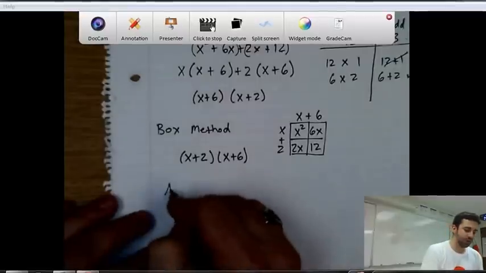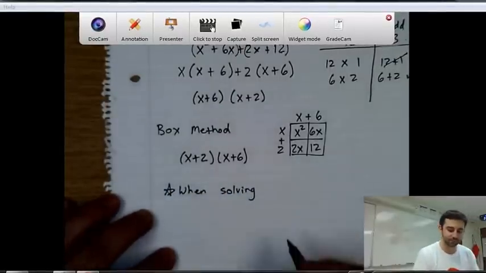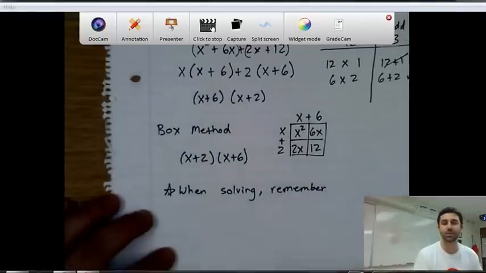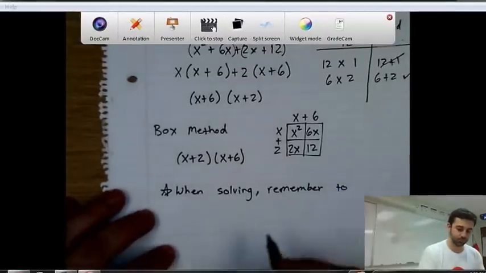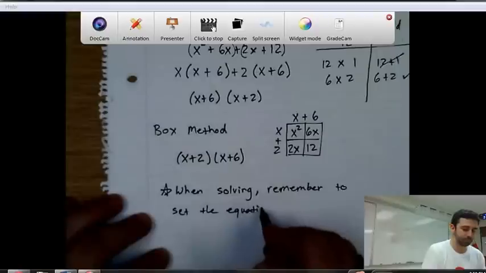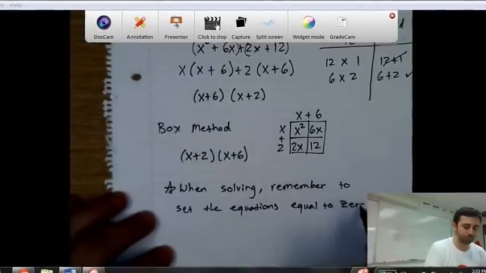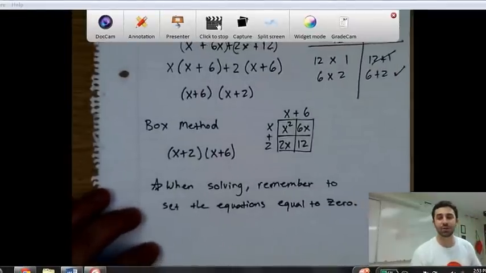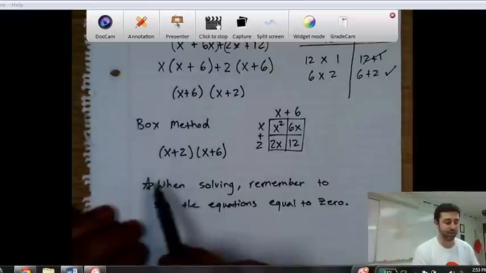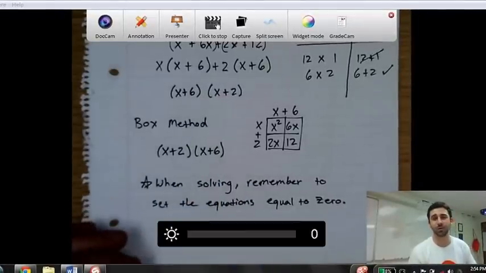I want us to note, when we're solving problems by factoring, we need to remember to set the equations equal to 0. Otherwise, the zero product property does not allow us to set each of these factors equal to 0 and solve for x. So your factored form must be set equal to 0 before you can begin solving.